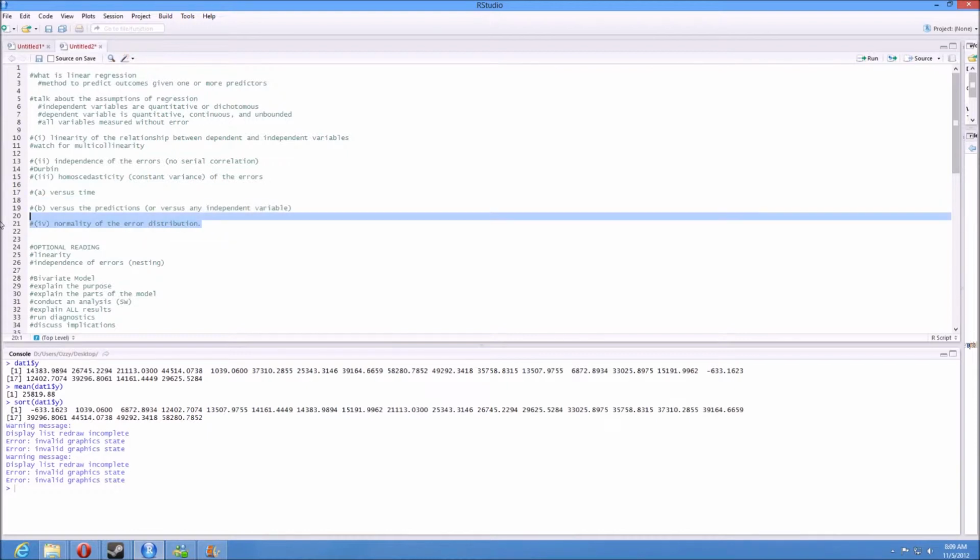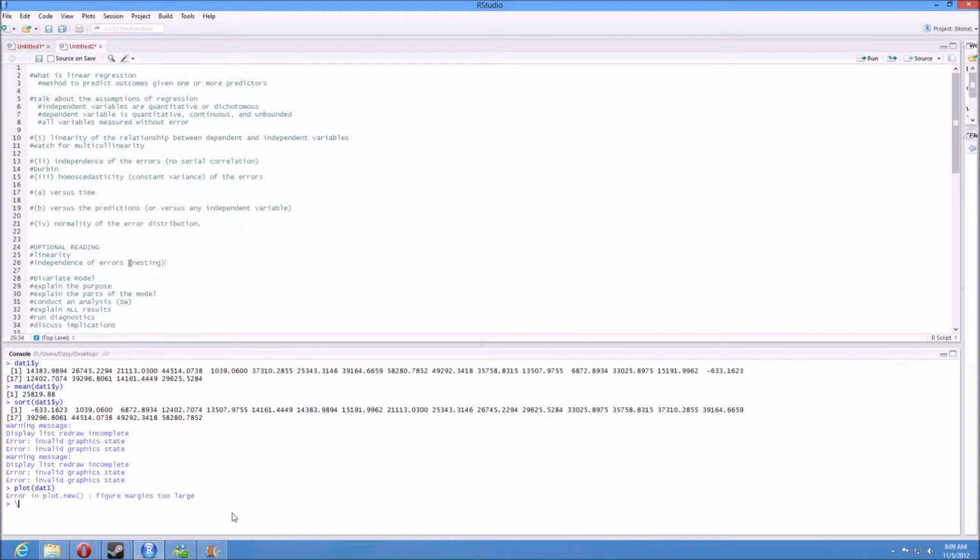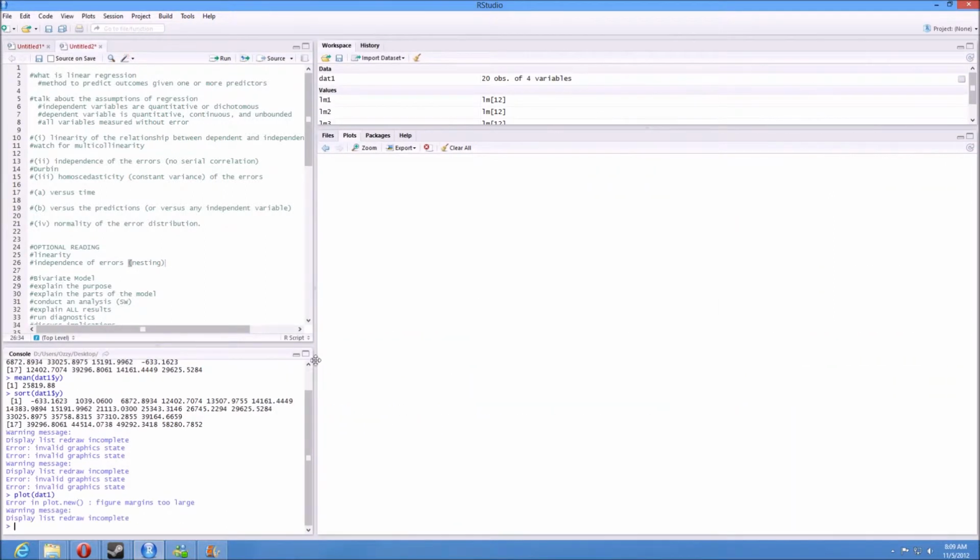Also, your errors should be normally distributed, and we'll go over those when we're looking at our linear models. So first of all, before we look at linear models, I like to plot the data. So let me go ahead and plot our data, and bring up the plot so we can actually see it.